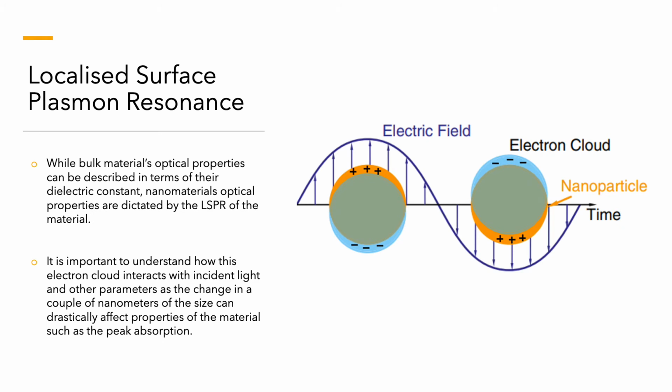The localized surface plasmon resonance is what determines a nanoparticle's optical absorption and response. While bulk materials' optical properties can be described in terms of their dielectric constant, nanomaterials' optical properties are dictated by the LSPR of the material. It is important to understand how this electron cloud interacts with incident light and other parameters, as a change in the size of a couple of nanometers can drastically affect properties of the material, such as the peak absorption.